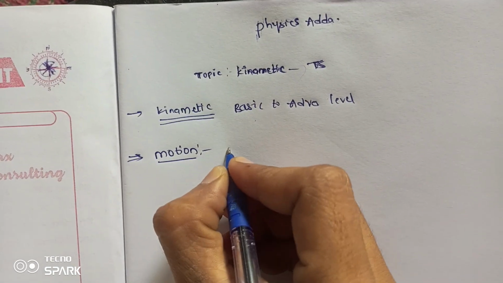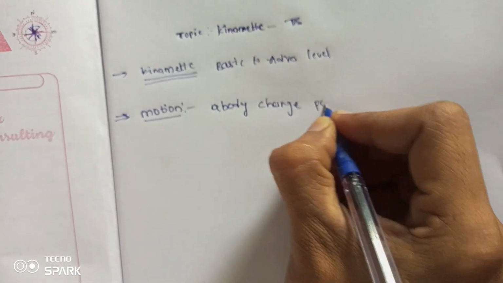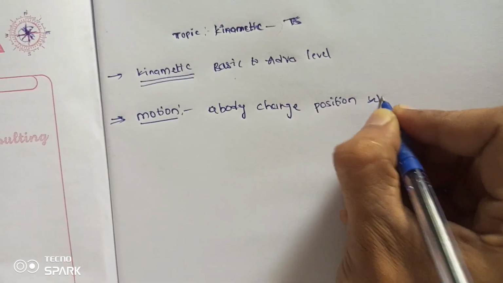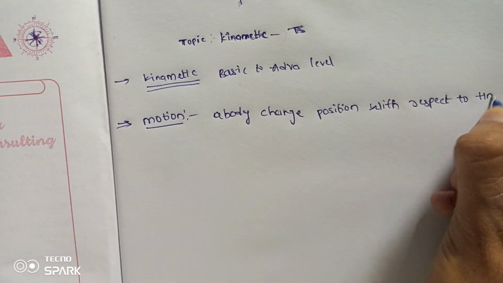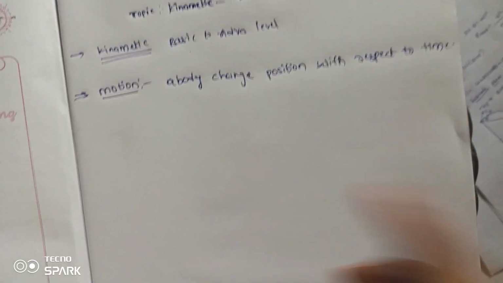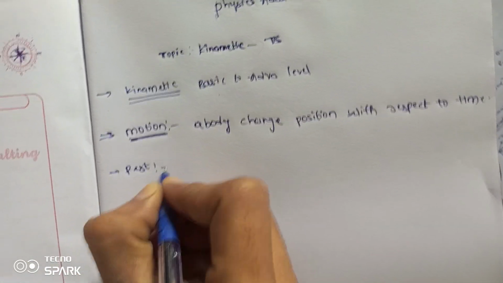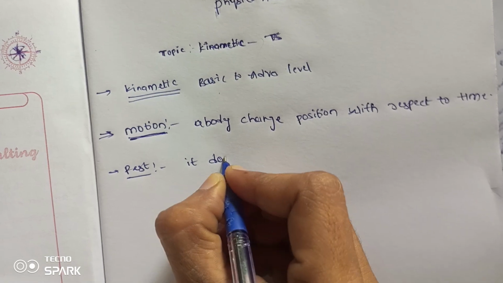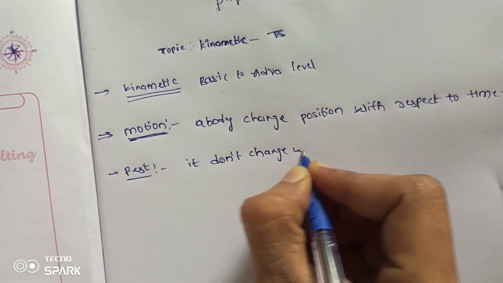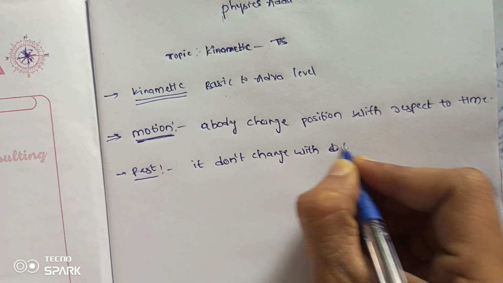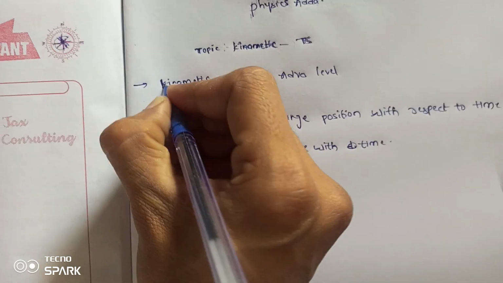What is meant by motion? Motion is a body changing position with respect to time. If a body changes with time, we call it motion. If it is at rest, it does not change with time. This is a basic definition of kinematics, most important.